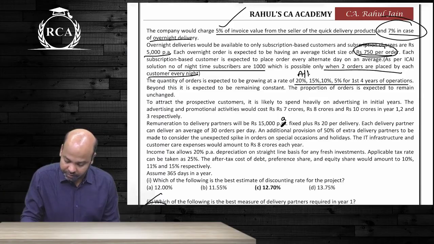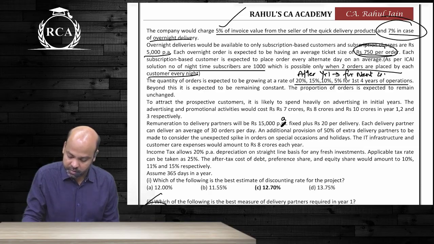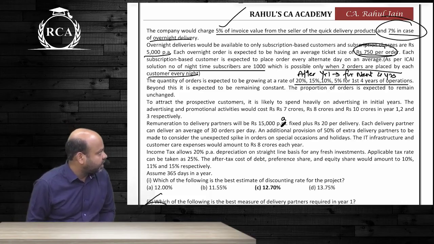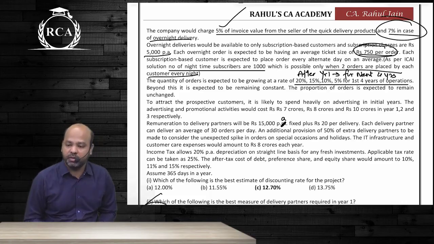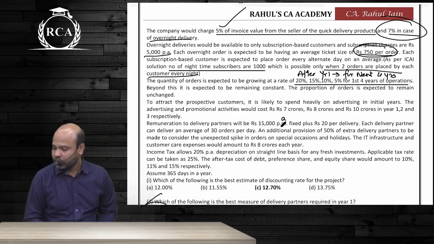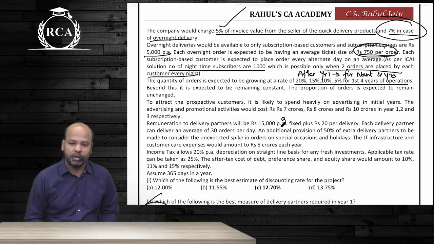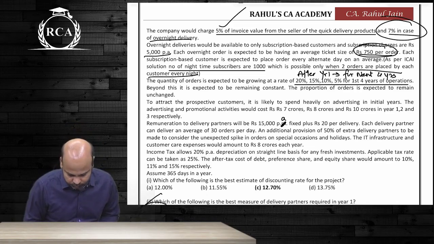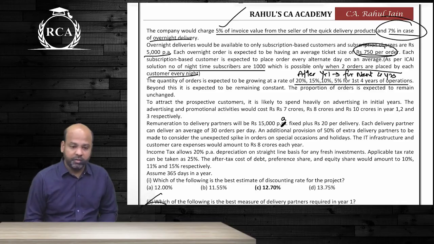This is after year 1 guys, for the next 4 years. Underline that guys and write that this is after year 1 for the next 4 years. Now guys, we will have to compute cash flows.